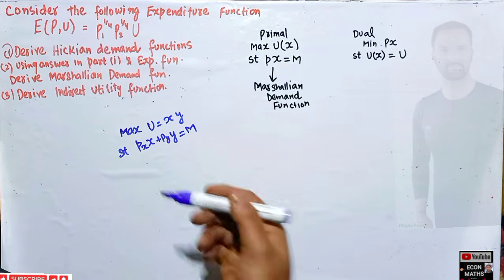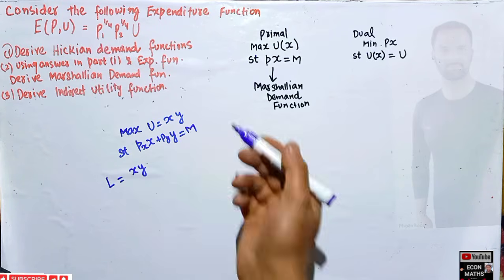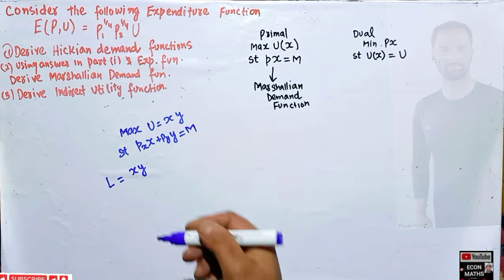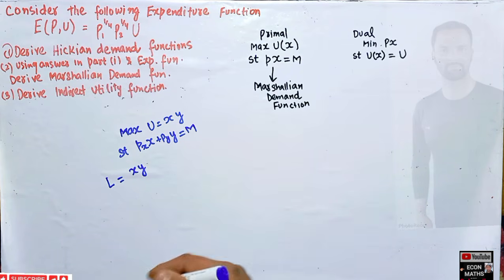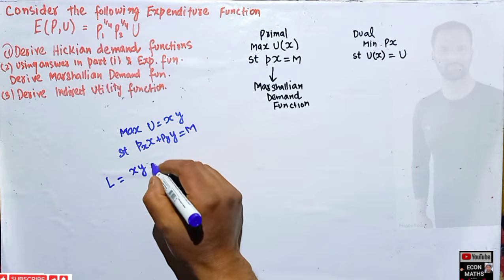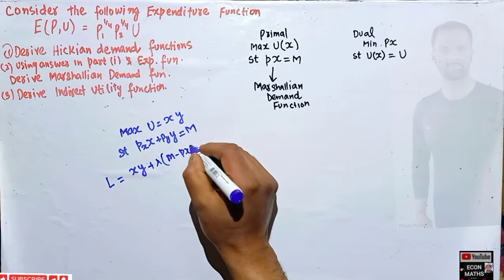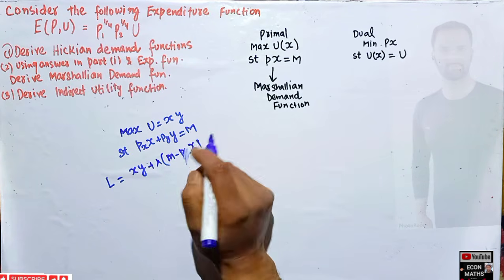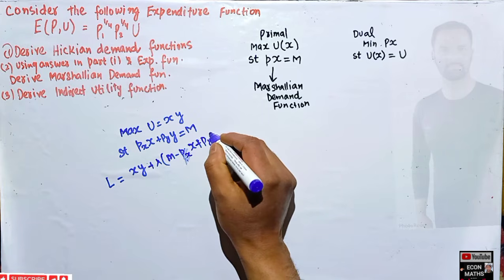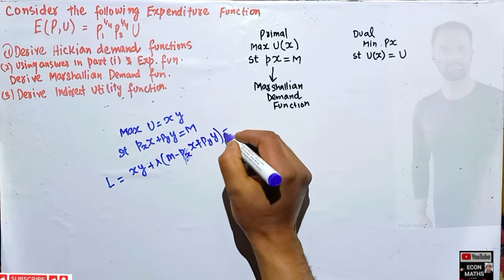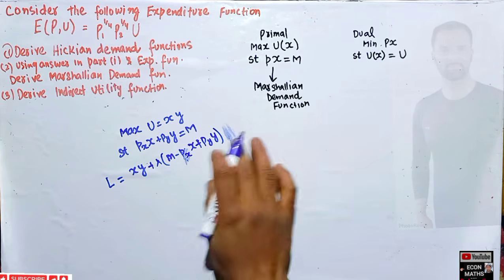How do we solve this? We form the Lagrange's function like this: xy, I have shown you n number of times. I will also put the link of those videos in the description box to show you how we do this. Plus we write lambda times (m minus px·x plus py·y). Okay, this is our Lagrange's.